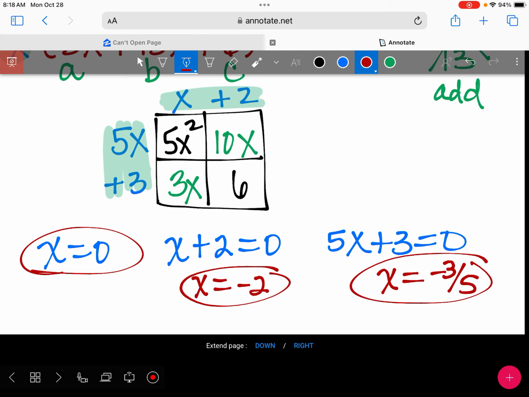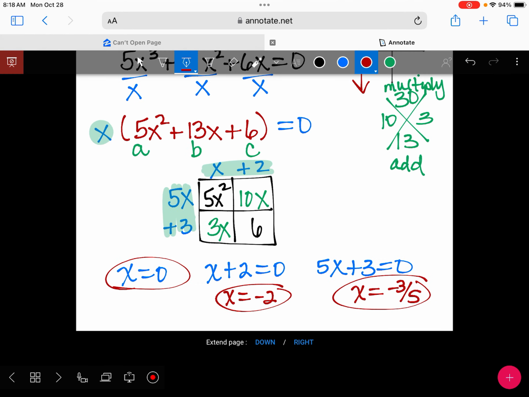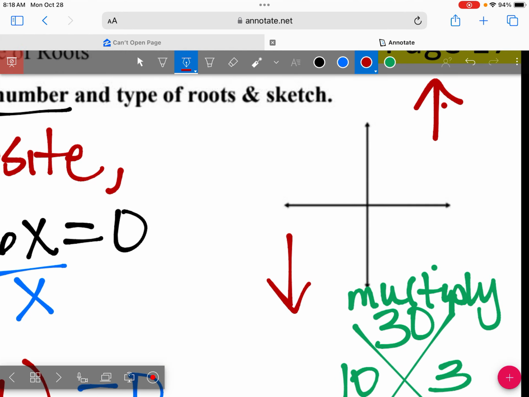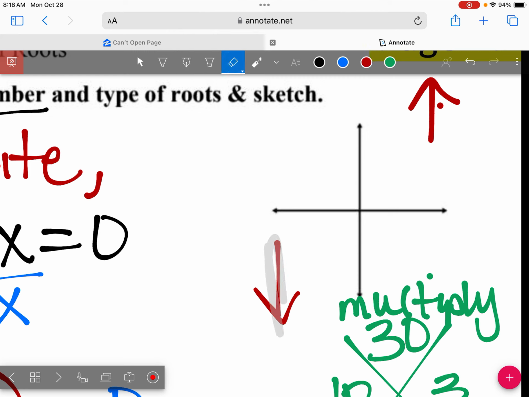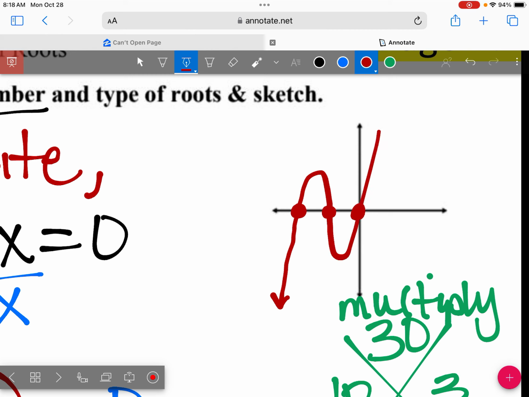So now we need to do our sketch. Sorry, y'all. All right, so when we do our sketch, let me go up here. And we said we have 0, and then we got 2 numbers that are negative. So it's gonna start from the bottom, go up, go through. And that would be the sketch. So again, this is a sketch, which means it's not accurate. It's just the shape of the graph, an approximation of the graph.